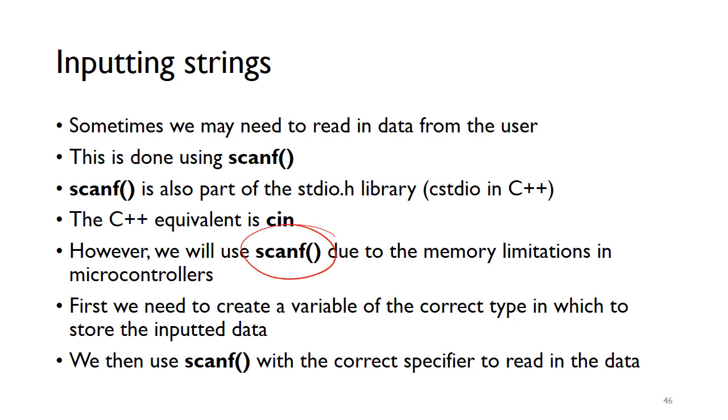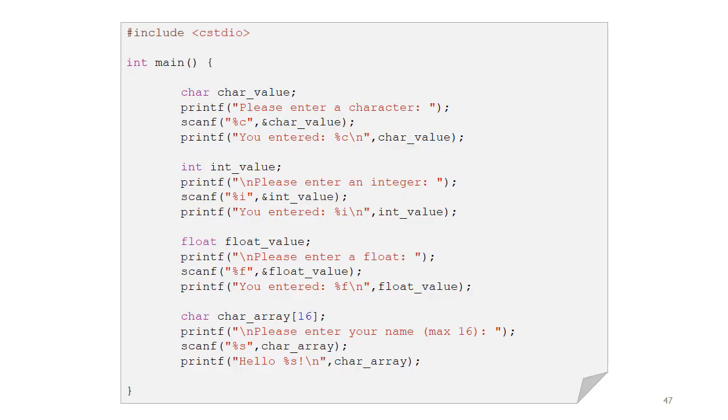But we're going to be looking at scanf just because of the memory limitations we've talked about before in microcontrollers. So stdio uses fewer resources than iostream. Since our microcontroller is further constrained in terms of resources compared to a desktop PC, we'll stick to printf and scanf. When we want to read in data, the first thing we need to do is create a variable of the correct type to store that data, and then we can use scanf with the correct specifier to read in the data and store it in that variable.